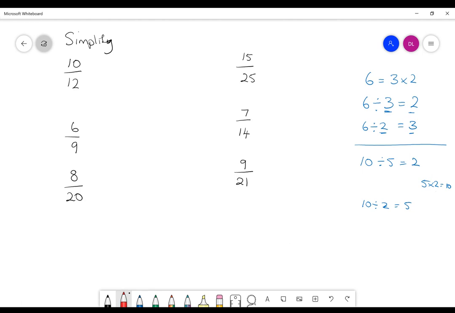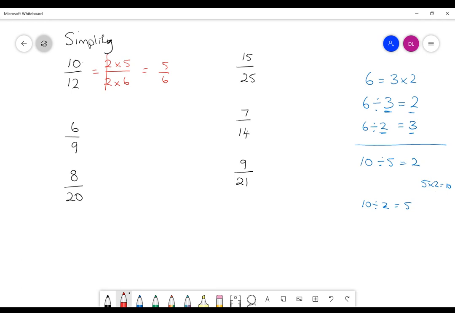Right, let's go back to up here. You've got 10 over 12 and you're asked to simplify. What you need to do is find something that they have in common. They're both even, so therefore it'll be 2, and 2 times 5 gives you 10, and 2 times 6 gives you 12. And if you do it this way rather than divide, they can cancel off like that, and that will give you 5/6.